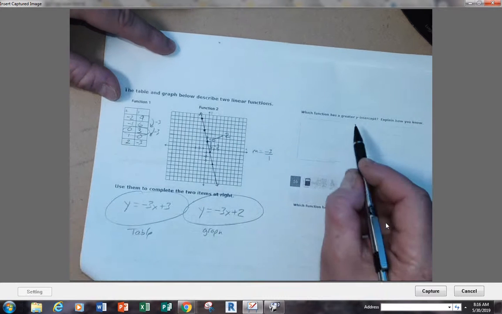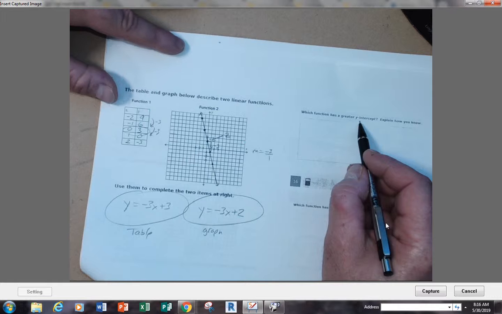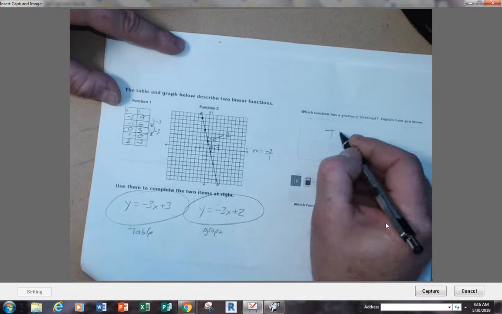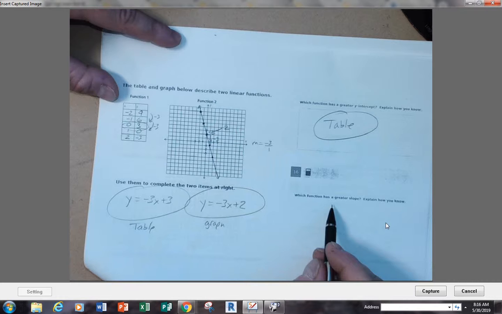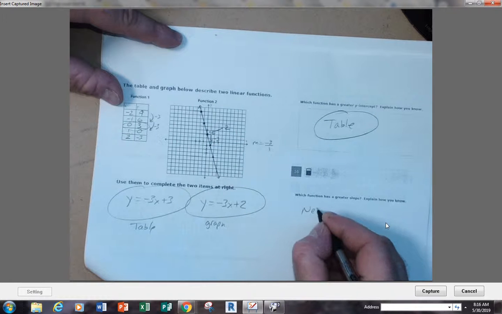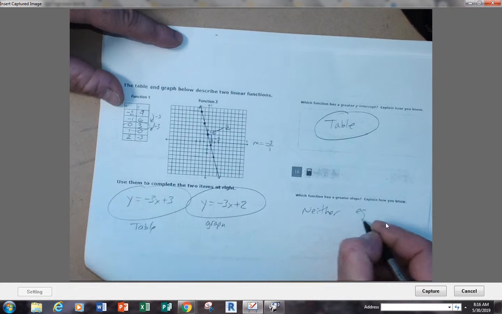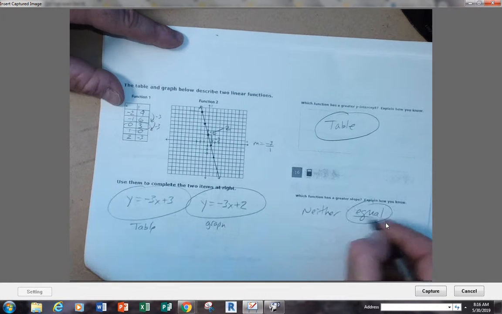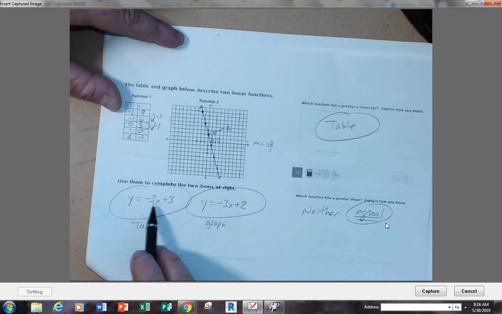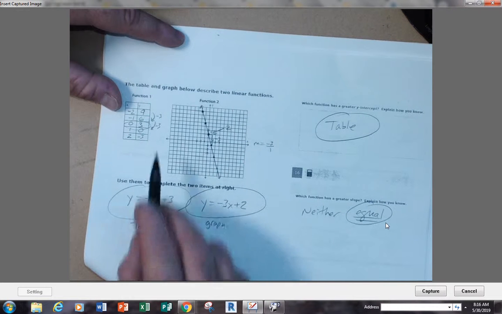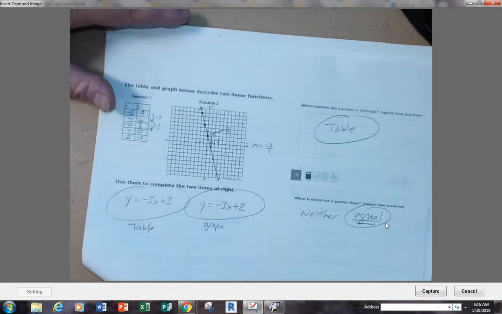All right, which one has a greater y-intercept? The table for this one. Which one has a greater slope? And you could say neither. These two are equal. Not even equivalent. Equal. Exactly. Negative 3, equal.